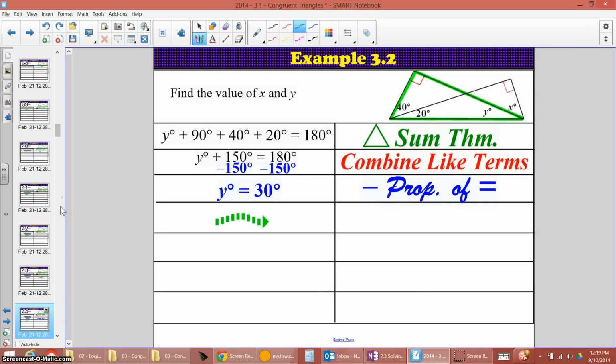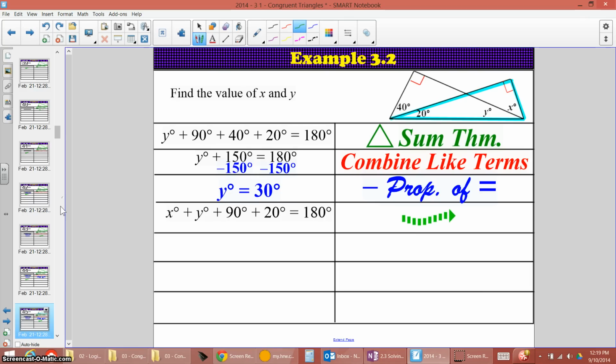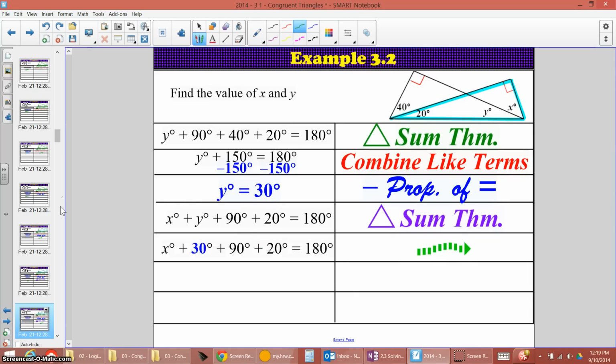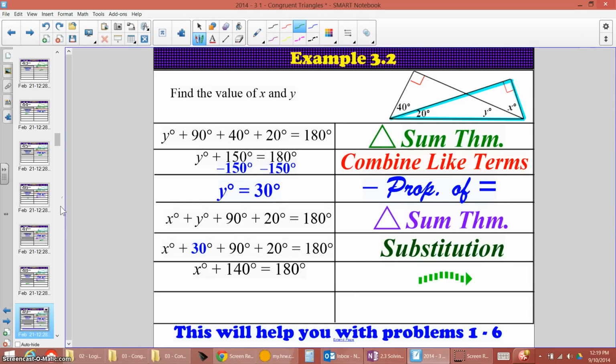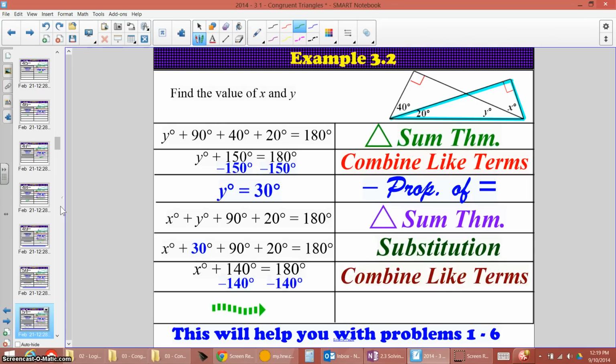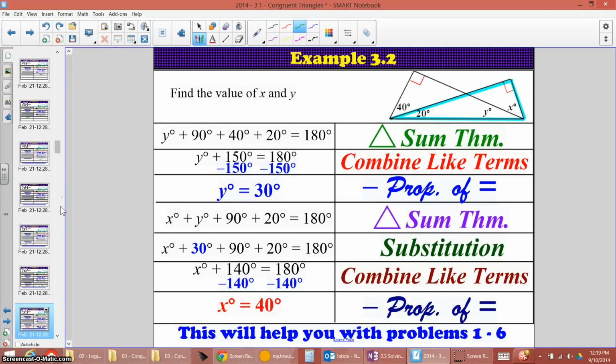Now that I have y equals 30, I can look at this triangle over here and say, again, triangle sum theorem. All the angles of a triangle add to 180. I substitute in for y, and then I combine like terms, and I subtract 140, and I say x equals 40 because of the subtraction property. Either way, all I used was this sum theorem twice. And then I did algebra, combine like terms, and went down the way.